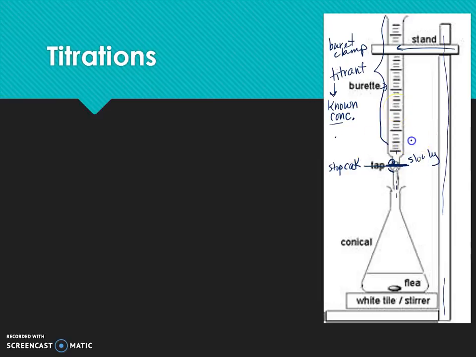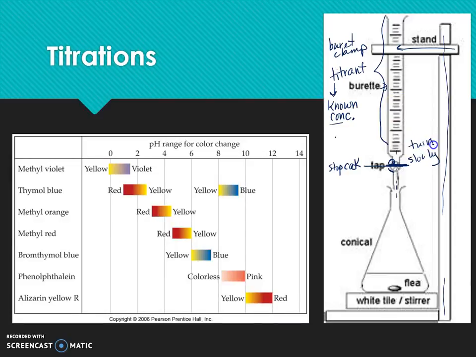I don't know, my pen decided it didn't want to work for a second. All right, so we turn it slowly. It's got a mind of its own. It's possessed. All right. Slowly. There we go. Turn it slowly so that this will drop out, because if you put too much in there too quickly, you could overshoot your endpoint.